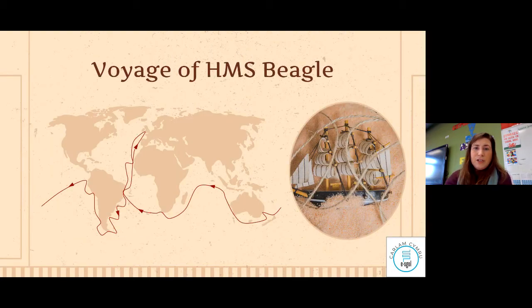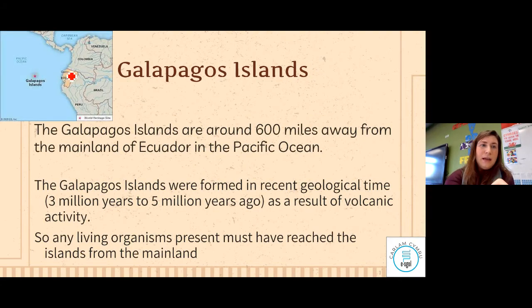So the voyage of HMS Beagle went along here, round South America, and the Galapagos Islands are off the coast of Ecuador here. So they're over here. Okay, so you have mainland South America, here's Ecuador, and the Galapagos Islands are around 600 miles away from mainland Ecuador in the Pacific Ocean. Okay, so it's not that close, but relatively, I suppose.